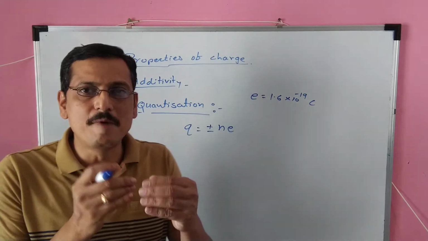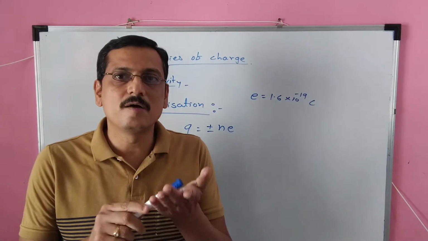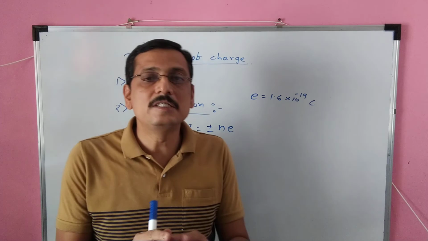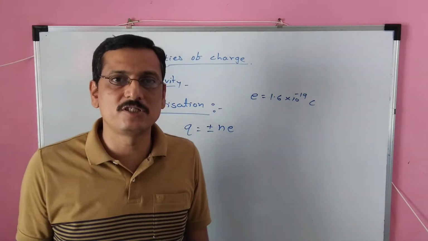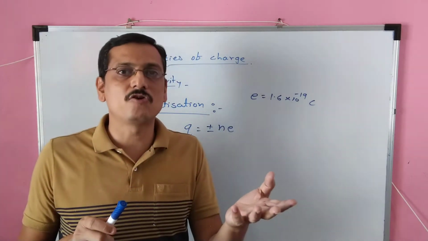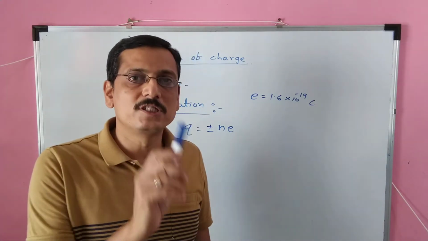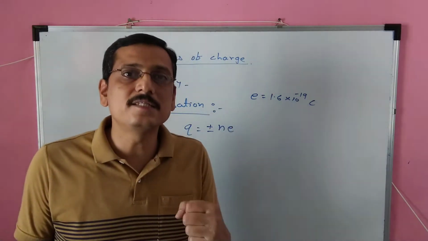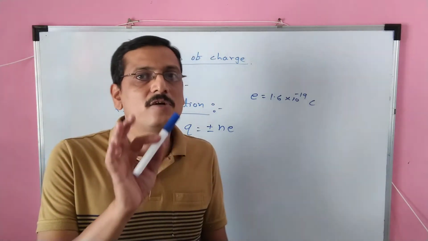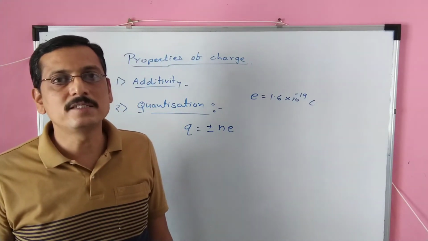Now student, just go back. What you studied in class 10th: when a glass rod is rubbed on silk, the glass rod gets positively charged. Now what exactly does it mean that the glass rod is positively charged? It means that the glass rod is losing electrons. So if the glass rod loses electrons, we call it positively charged. If any body gains electrons, it is called negatively charged. If a body loses electrons, it is called positively charged. If a body gains electrons, it is called negatively charged.